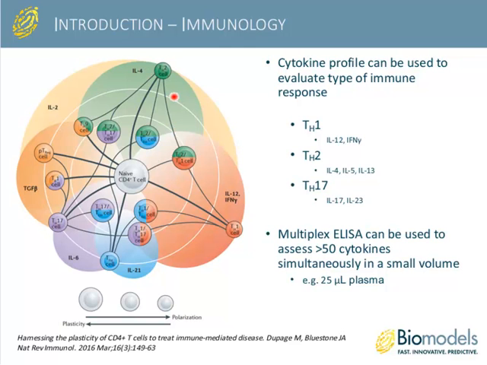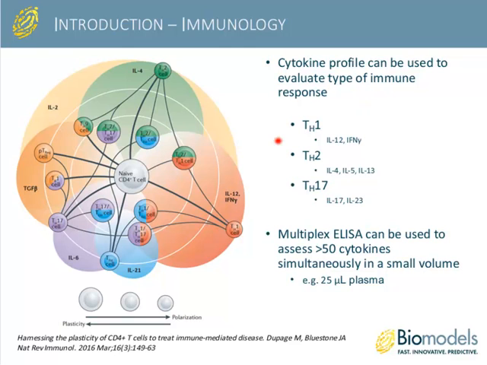A bit more IL-4, it becomes a Th2 cell, and so on. And the upshot of this is that the cytokine profile can be used to evaluate the type of immune response that you're dealing with. So, like I said, Th1 is characterized by IL-12, interferon gamma, etc. Th2, IL-4, 5, and 13.